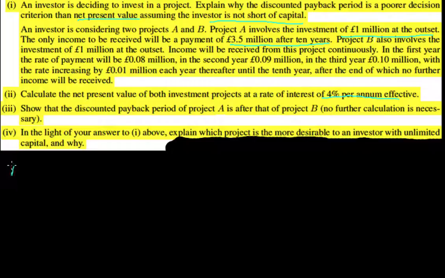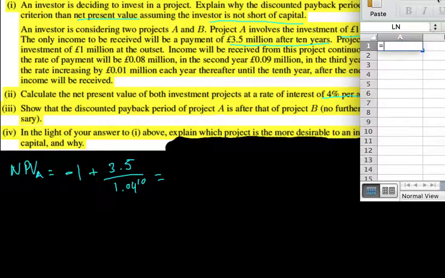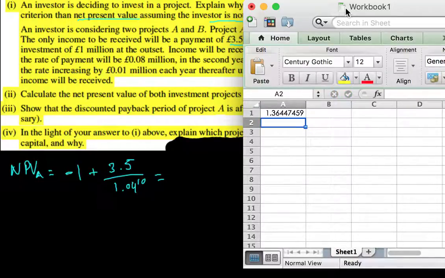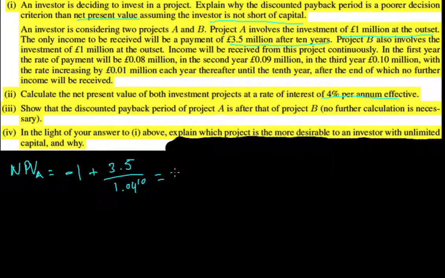Alright, well the first bit is easy enough. If we find the net present value of A, that's just going to be equal to negative 1 million plus 3.5 million discounted back 10 years. Whatever answer that is, we'll be able to find that out. In fact, I'll just look it up right now. So it's equal to negative 1 plus 3.5 divided by 1.04 to the power of 10, and that is 1.3644. Okay, so we can note that down, and that's in millions, and that's in pounds as well. Alright, so we have that answer.